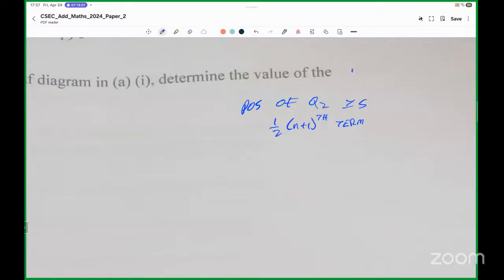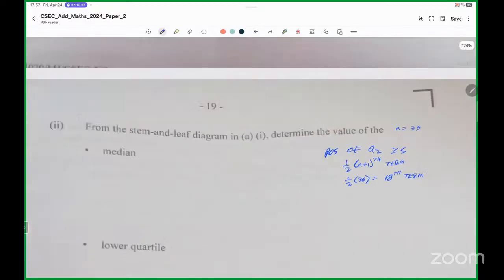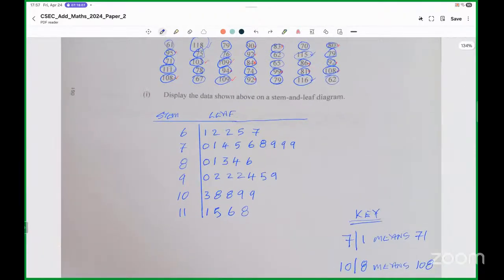Now n equals how much? n equals 35, doesn't it? So it becomes half of 36, which is what? The 18th term. That's what we just said, isn't it? So the 18th term is Q2. So this tells you which term is the median. So you're going to look for the 18th term now. You can find the 18th term by counting up here until you find it.